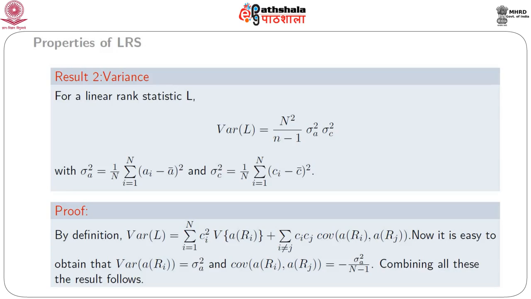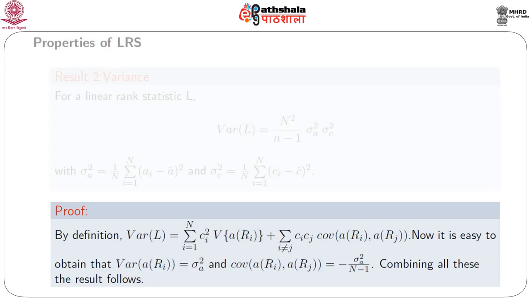Now, observe that the ranks are not independent and L is a function of the ranks. So the different components or summands of L are correlated, and we have to take that into account. So, variance of L comes out as summation i from 1 to n Ci squared multiplied by variance of A_Ri plus summation i not equal to j Ci Cj multiplied by covariance of A_Ri and A_Rj.